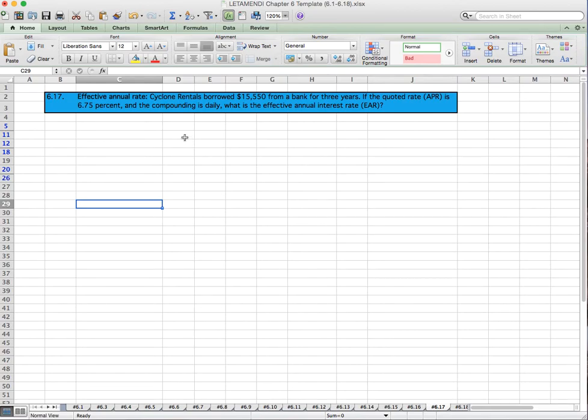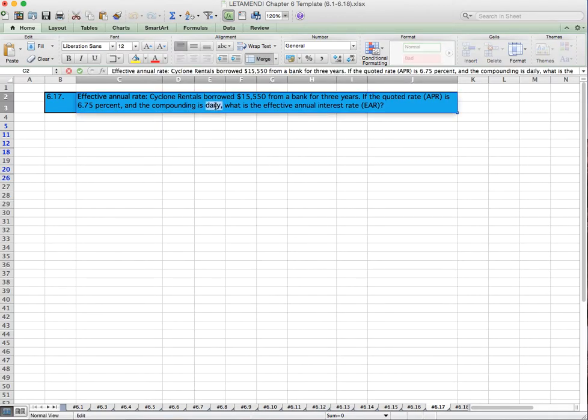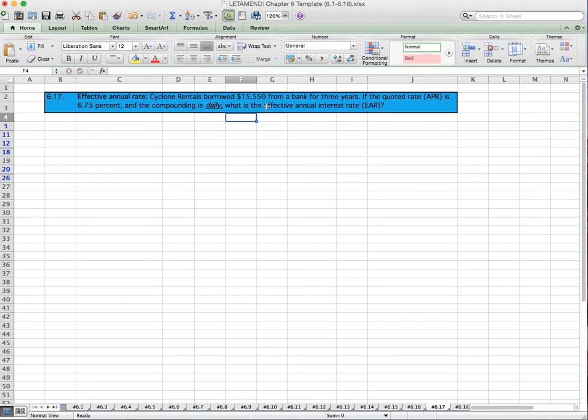Next, 6.17, effective annual rate. Cyclone Rentals borrowed $15,550 from a bank for 3 years. If the quoted rate, APR, you've heard of that before, right? APR, is 6.75%, and the compounding is daily. Daily is a key word. What is the effective annual interest rate?